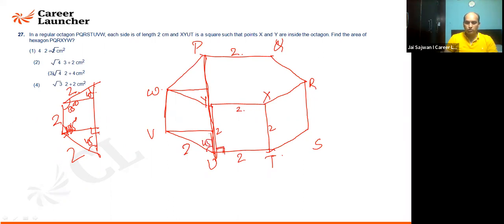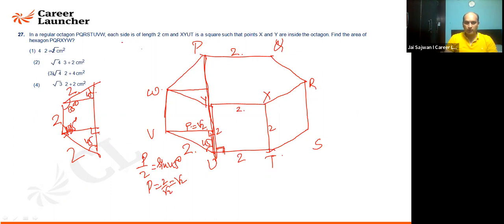This is 2. So what I do is I'll say this is perpendicular P upon 2 is equal to sine 45 degree, which is 1 by root 2. So P is 2 by root 2, which is root 2 here. So this comes out to be root 2. Yes. Can I find out the area of trapezium?